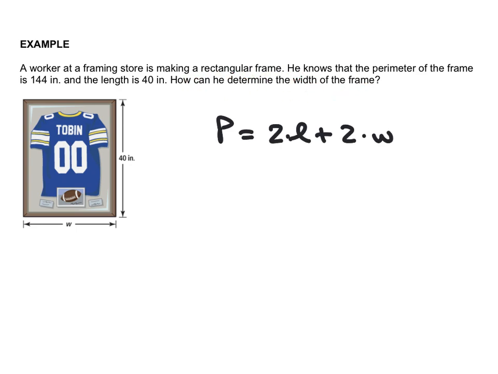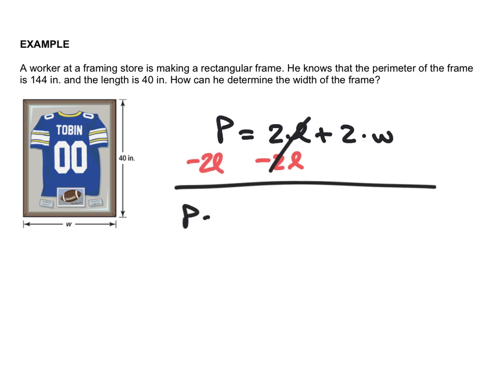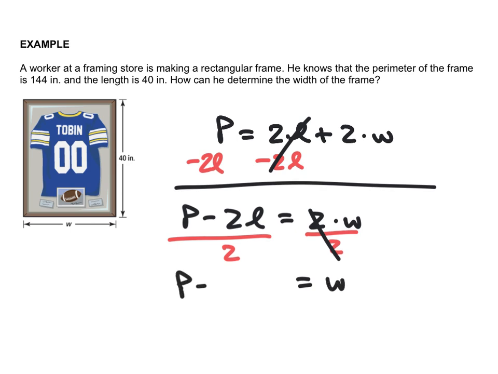Now, what we're trying to figure out is the width of the frame. We've done a similar one on the front page where we solved this equation for L. Because we're trying to figure out what the width is, let's solve this equation for W. So I'm going to subtract 2L from both sides. From here, I've got P minus 2 times the length is equal to 2 times the width. Now, I can divide both sides of this equation by 2, and I end up getting that W is equal to P minus 2L all over 2.